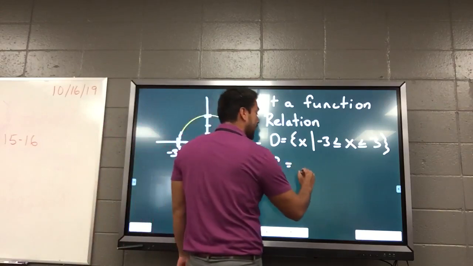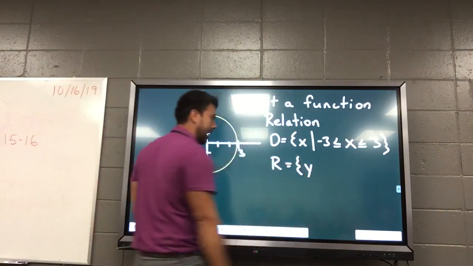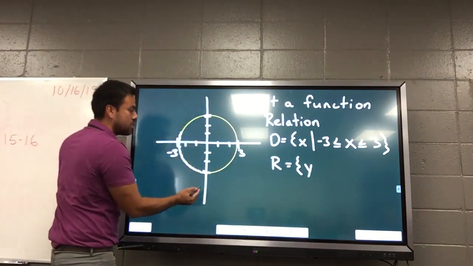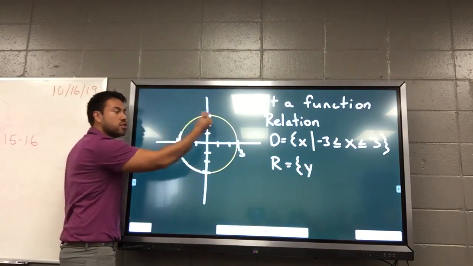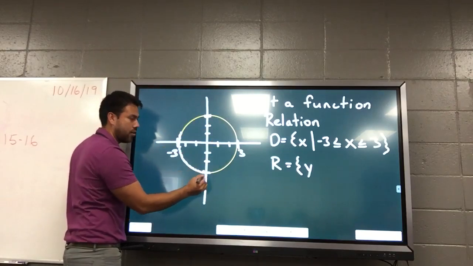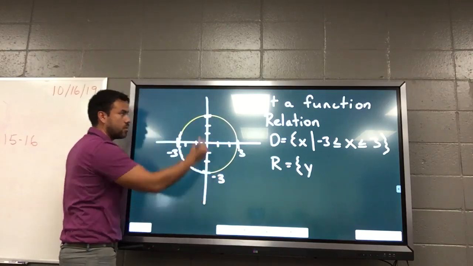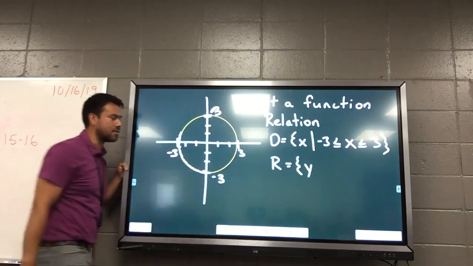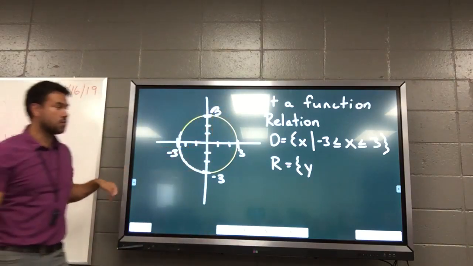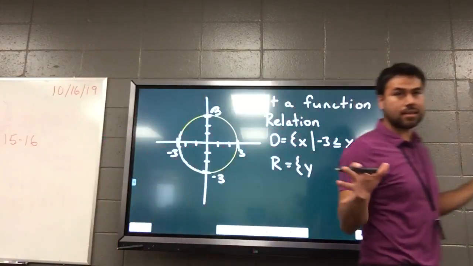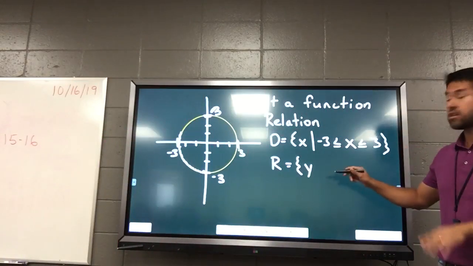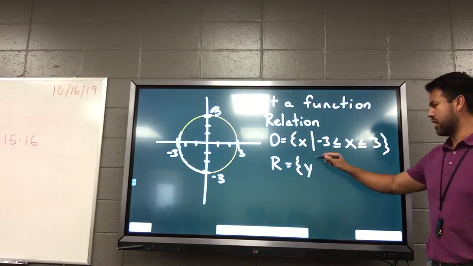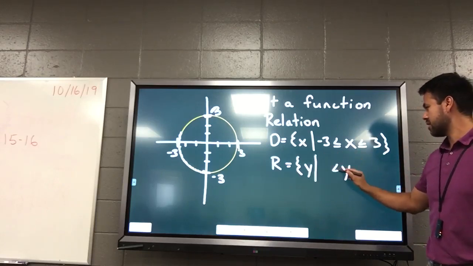All right, the range, you're dealing with y. Now you're looking at the y-axis right here. So are there boundaries on the y-axis for this circle? What's the bottom boundary right here? Negative 3. What's the top boundary? Positive 3. So in this case, it will be the same thing. Is it always the same thing, by the way? No. In this case, it is. For a circle, I'll show you how it would change.